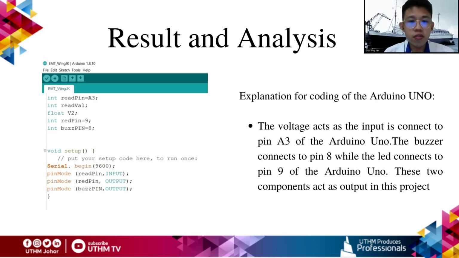Result and analysis. Explanation for the coding of the Arduino Uno. The voltage, which acts as the input, is connected to pin A3 of the Arduino Uno. The buzzer connects to pin 8 while the LED connects to pin 9 of the Arduino Uno. These two components act as output in this project.